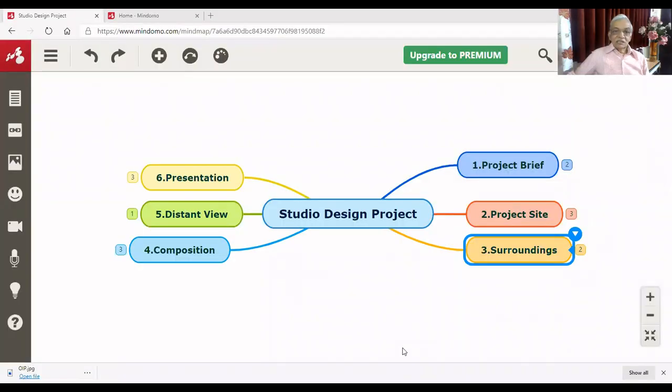So in this short presentation, I'm going to let you know about what points to be kept in mind when you begin designing a studio exercise that is given to you. There are 6 important aspects that you need to keep in mind while designing a studio project.